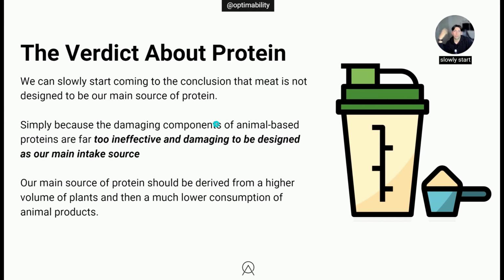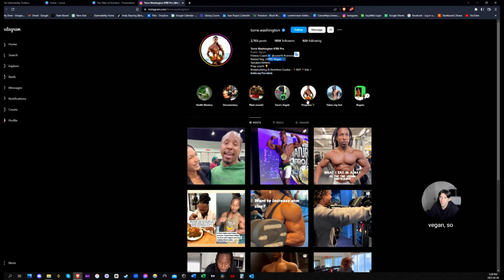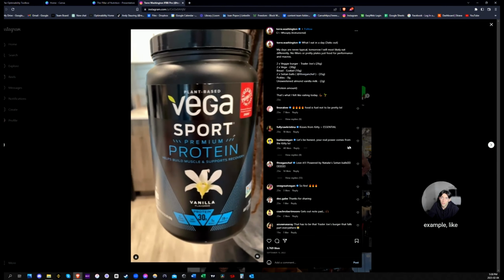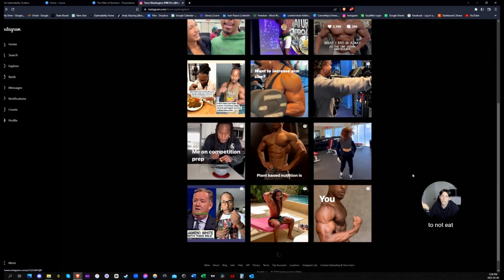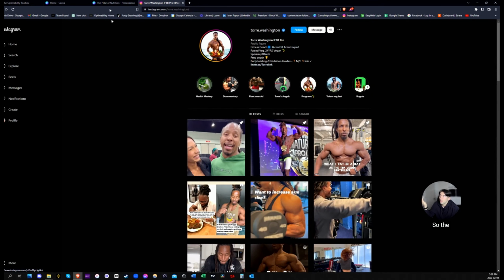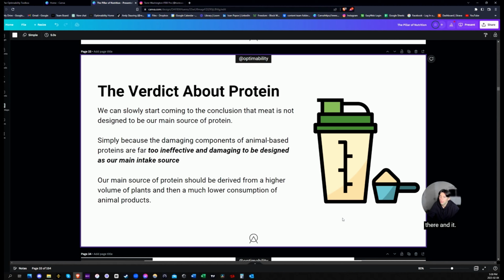So pretty much we can slowly start coming to the conclusion that we don't need to eat that much meat to build muscle. And obviously here we're going to venture a little bit. He's 24 years vegan. So here's what he eats in a day. For example, it's possible to not eat animals and gain large amounts of protein. So the evidence is definitely out there, and it's going to be a journey in terms of figuring out what foods you react best with, what protein sources you react best with.